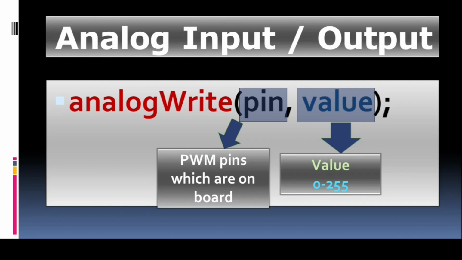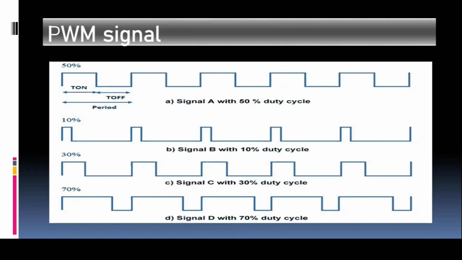Basically, what is PWM? You can see on your screen, this is the PWM signal. Here you can see T on, this is the on time, and this is the off time. Here the duty cycle is 50%, meaning for half the time it is on and for half the time it is off. Here you can see the duty cycle is 10%. For example, the duration from this point to this point is 100 milliseconds. A 10% duty cycle means this pin will be high for 10 milliseconds and off for 90 milliseconds.